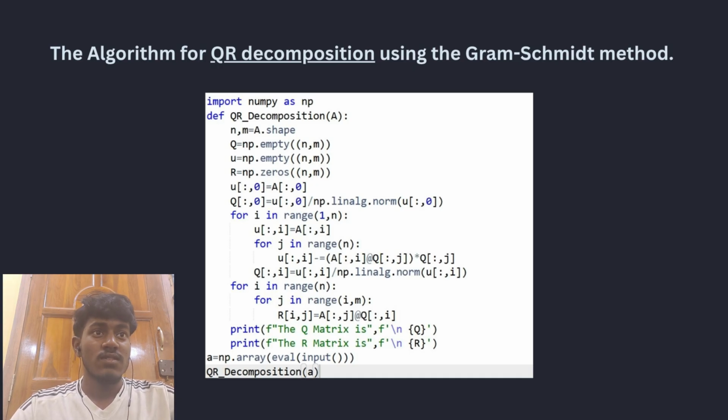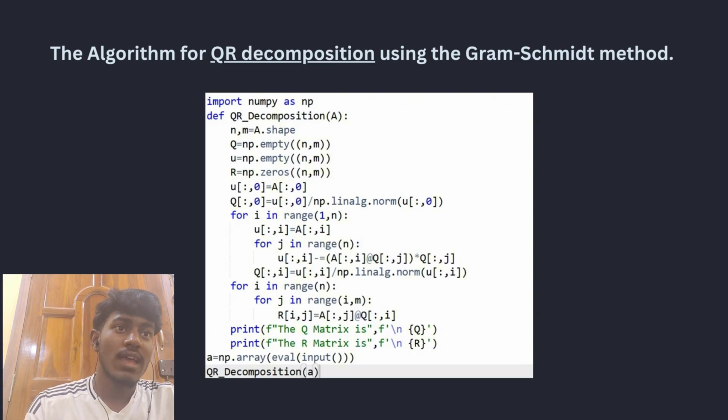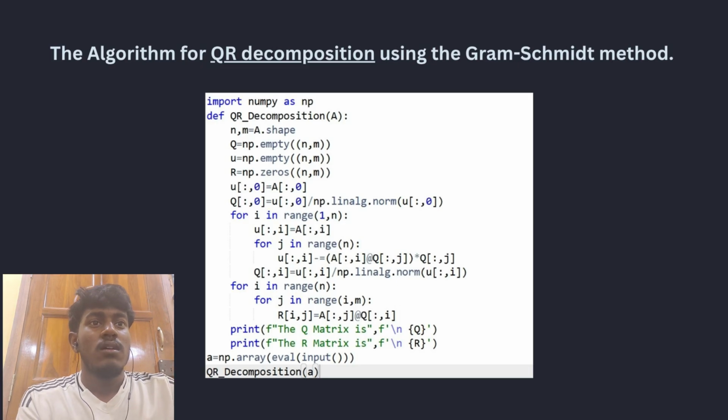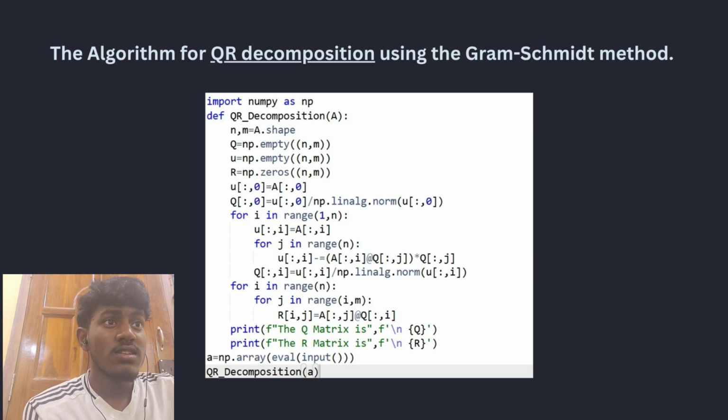The first column is our starting point. We take the very first column of A, which the code calls A[:, 0], and that becomes our first orthogonal vector U[:, 0]. Then to make it orthonormal, we just need to make its length equal to 1. This code does this by dividing the vector by its own length, or its norm. The result is the first column of our final Q matrix. Simple.